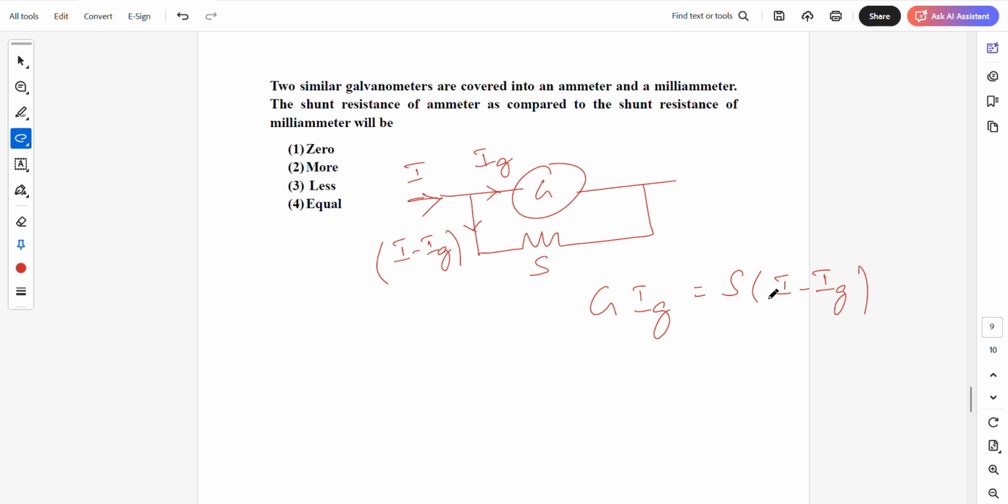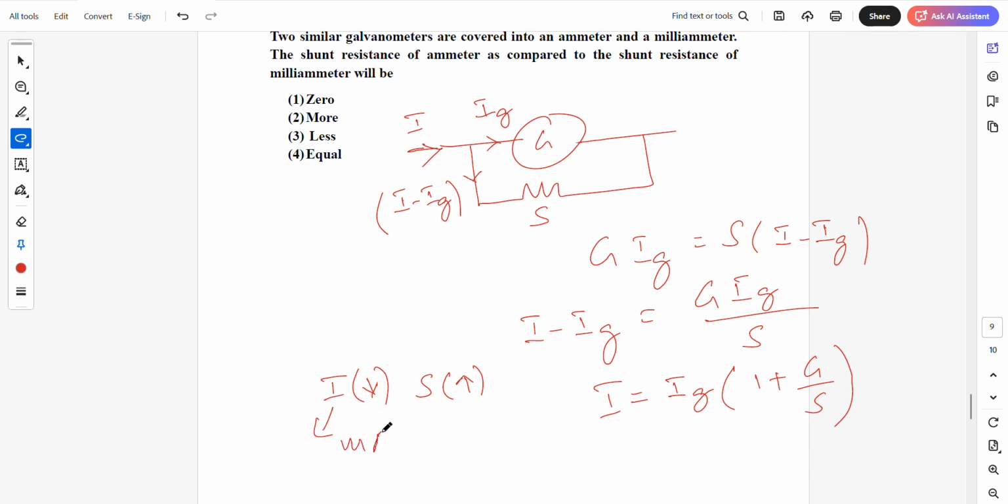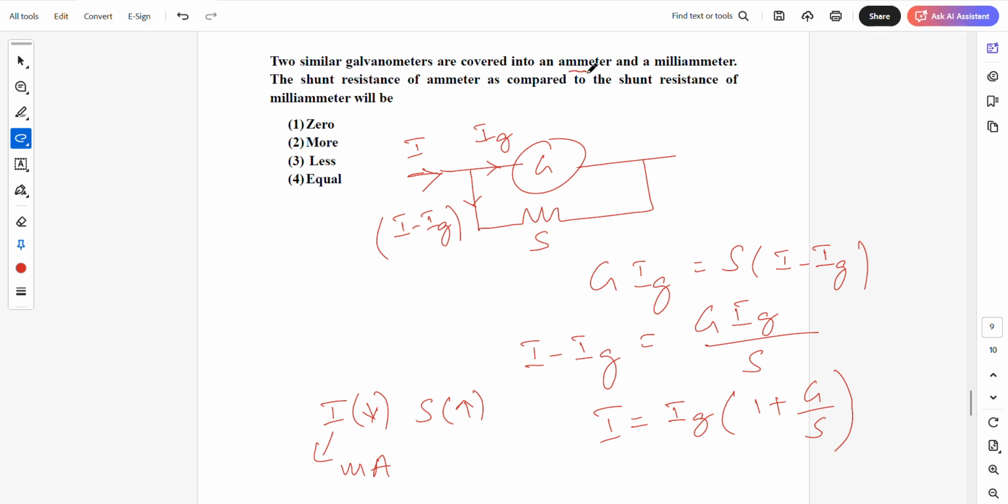Now from here I can calculate the value of I. I minus Ig is equal to G Ig by S, and I is equal to Ig times 1 plus G by S. In the case of a milliammeter, if I is less, S is more. You have to measure milliamperes, so current is less and S is more. Therefore the shunt of an ammeter is less than the shunt of a milliammeter.